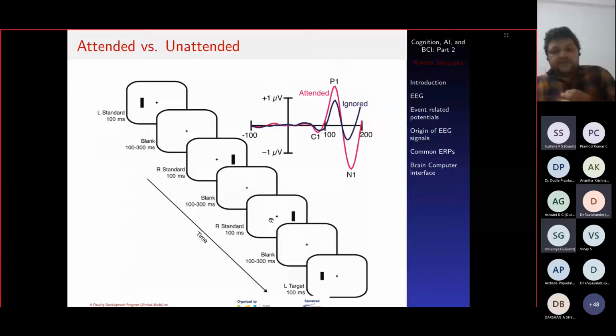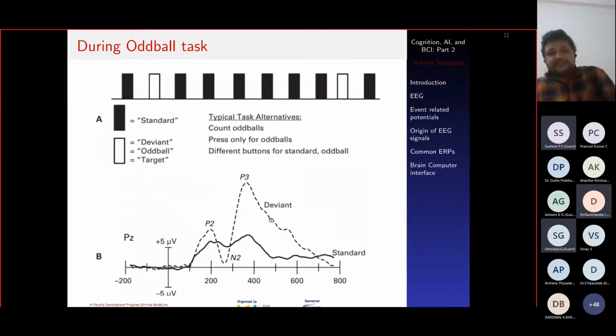Now, this is also another example, again the P300 one that I had shown before, that can be used. But I'm going to skip it for brevity's sake.